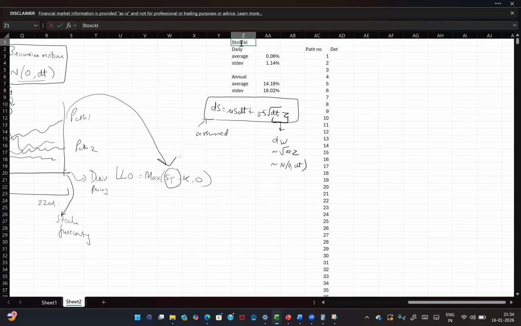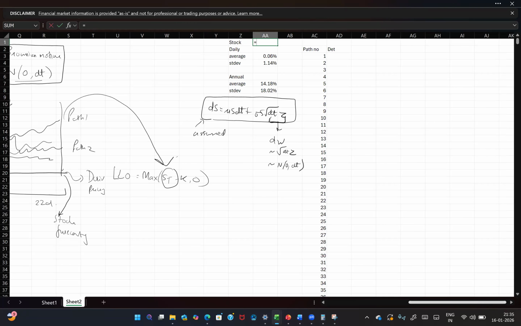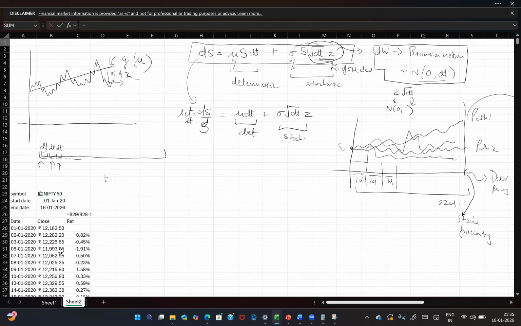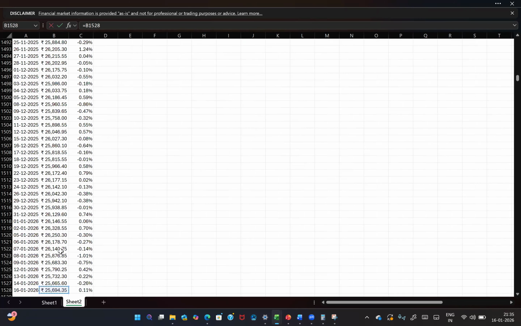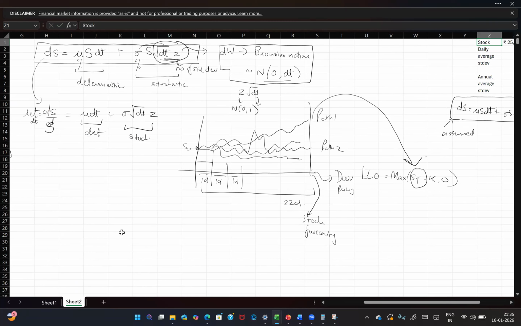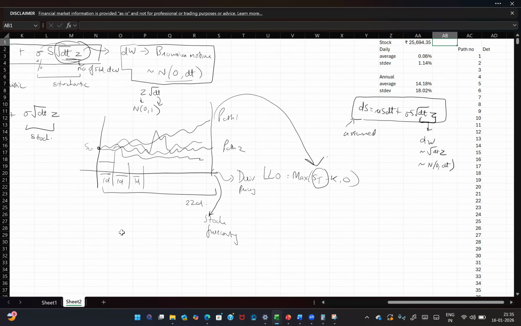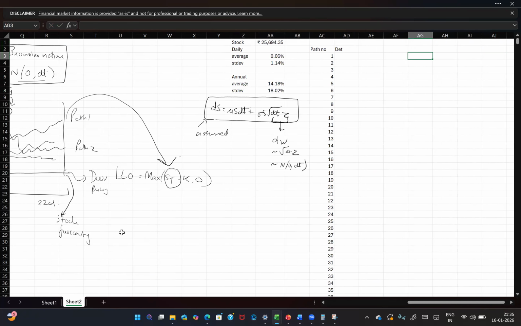So what is the stock price for the simulation? The stock price is the last value, because this is ascending order of data. So this is the last value of the index today. So 25,694, we are going to take that as our base stock price or index value. And we can find the deterministic value. Can I say the deterministic value is what?